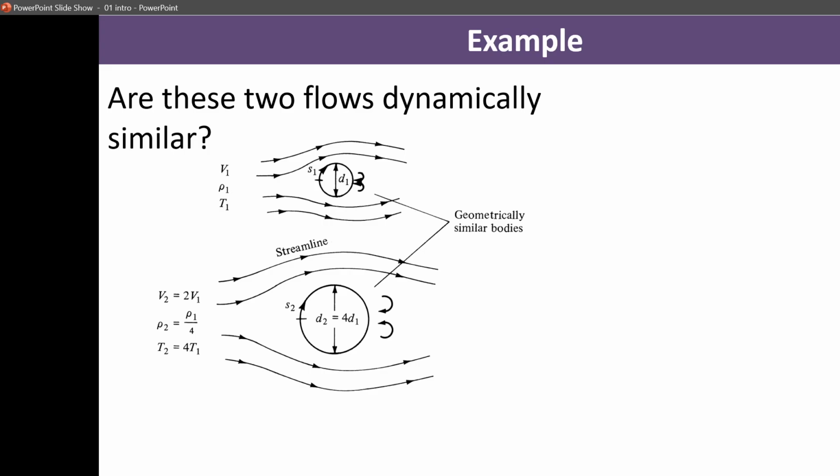So what are S1 and S2? They're just the surface areas of the cylinders. This is a cylindrical flow, so we have a cylinder. You should use S1 and S2 if you want to calculate the lift coefficient and drag coefficient, right? Because we had the lift divided by the dynamic pressure multiplied by the area, right?